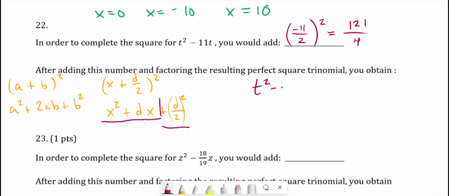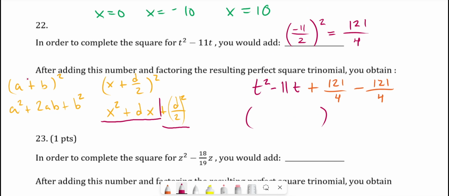We have t squared minus 11t. I'm going to add to that 121 over 4. But then we can't just go around adding things willy-nilly. I also need to take that away so that I've truly just added nothing. This whole part here is just 0, so it's like we didn't really do anything if I add and subtract it. But now that we've added this special number, this first part factors as a perfect square.